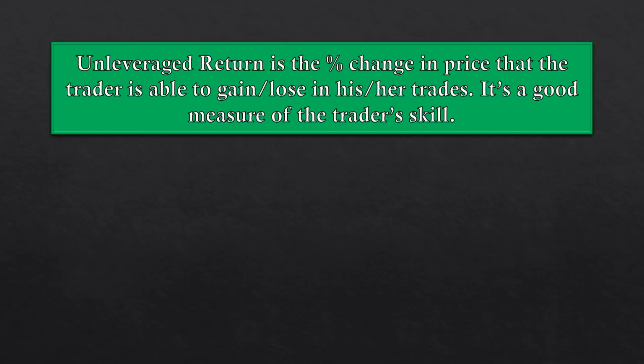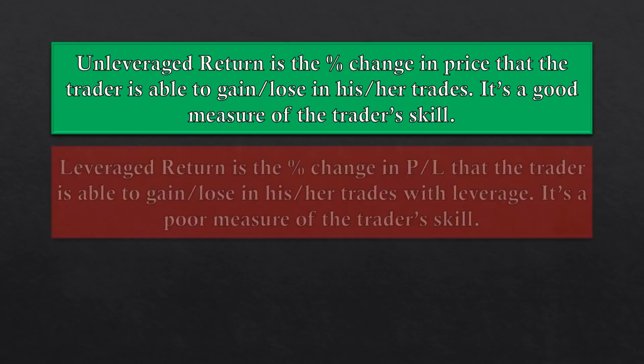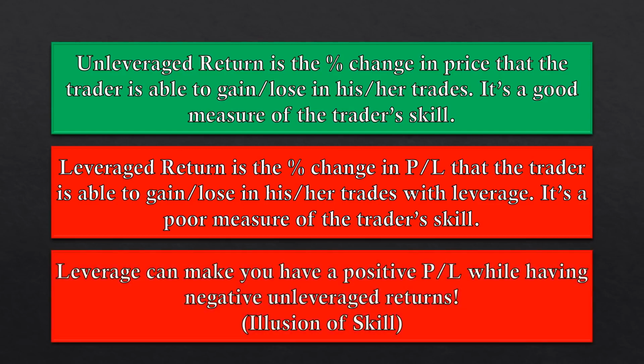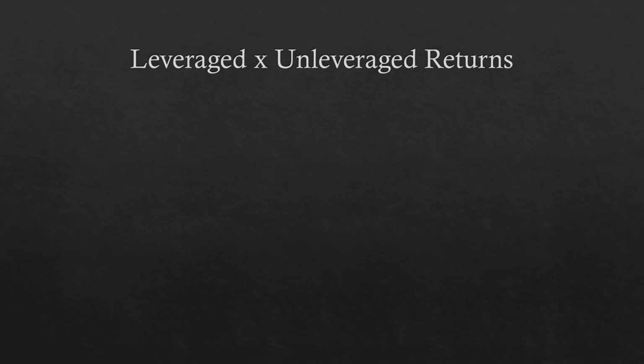The leverage return is the percentage change in P&L that the trader is able to gain or lose with leverage. This is a poor measure of performance because you can have a positive P&L while having negative unleveraged returns. This will create the illusion of skill. Skill here is associated with how much percentage change in price a trader is able to get, not how much change in P&L.